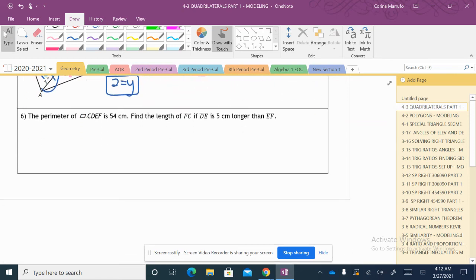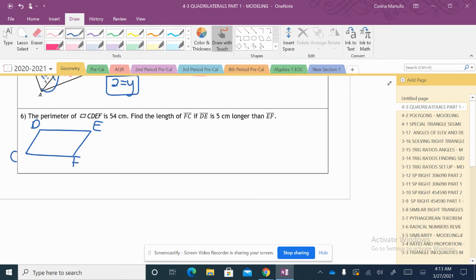And the last one here, it says the perimeter of parallelogram CDEF is 54. Find the length of F to C if D to E is 5 centimeters longer than E to F. Okay, so let me go ahead and make a picture. Here is my parallelogram, C, D, E, F. When we add up all the sides, they tell us that the perimeter is 54. So we have 4 sides, 1, 2, 3, and 4. If we add all of those up, it should give us the 54.